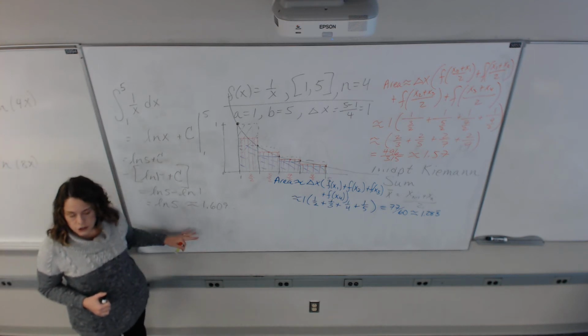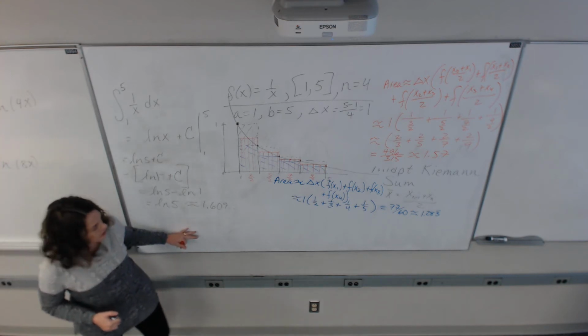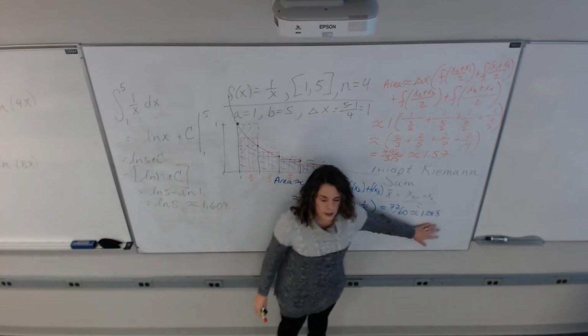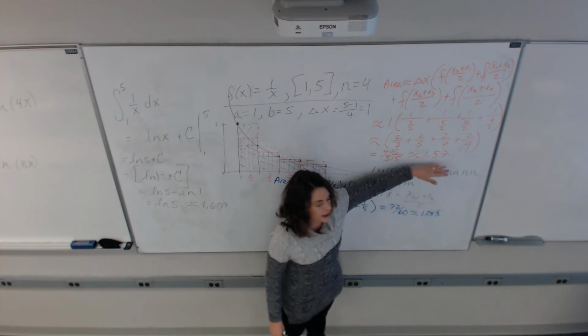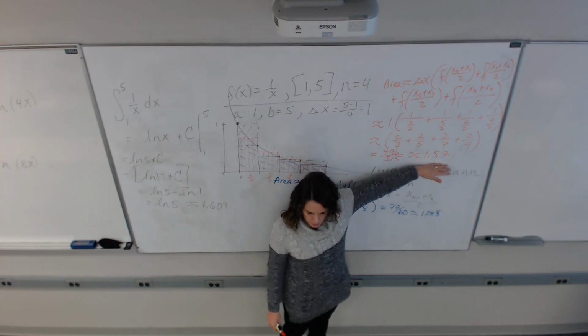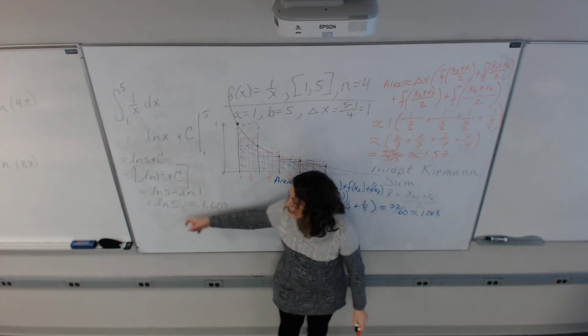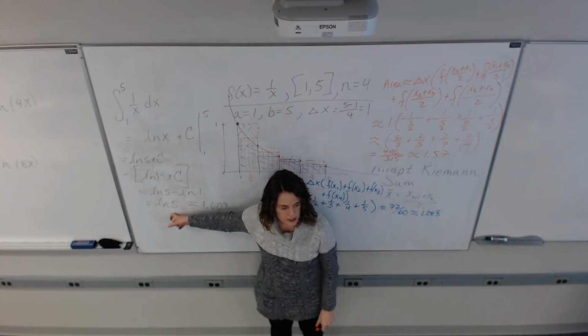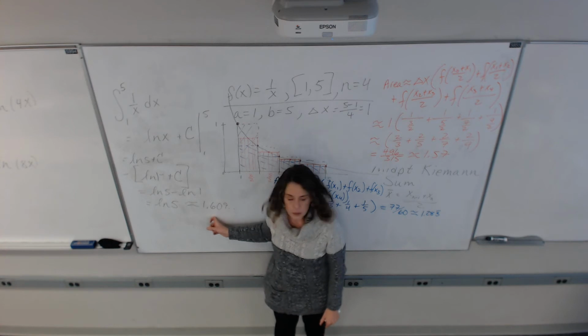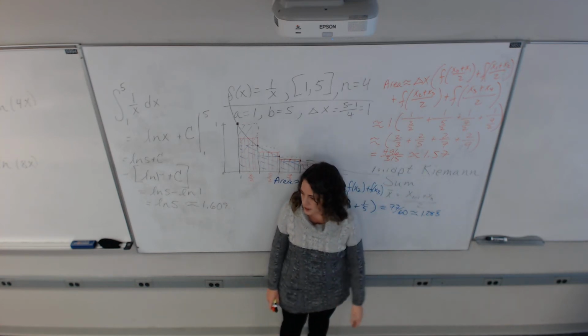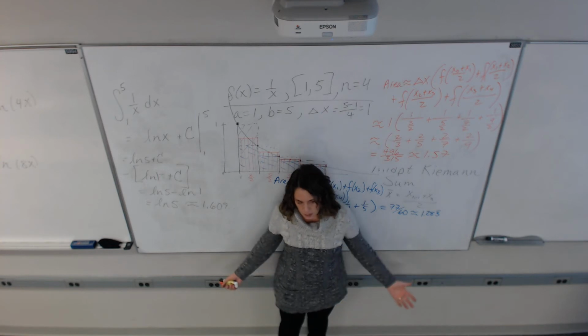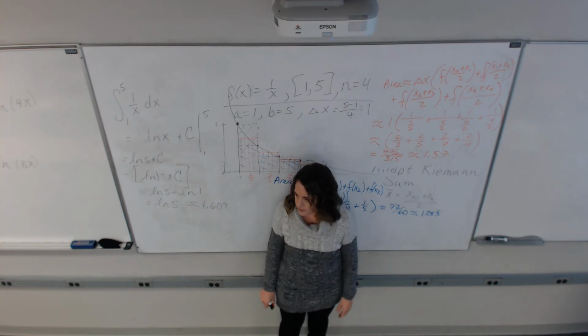I got 2 something with the left Riemann sum, 1.28 something with the right Riemann sum. I got about 1.57 with the midpoint, but the exact area under that curve is the natural log of 5 square units, which is about 1.6. And you can see that the midpoint was a better approximation, which is typical. Right? Does that make sense to everybody? What the Riemann sums are.